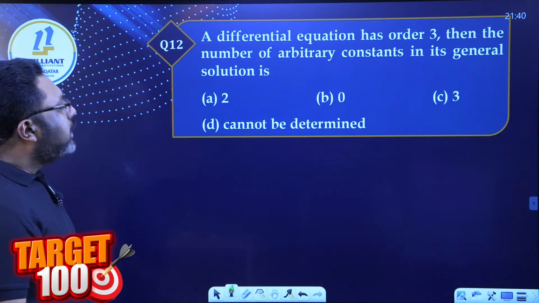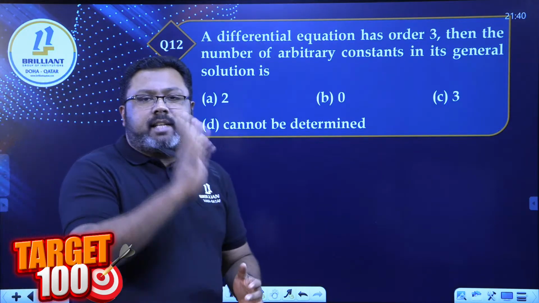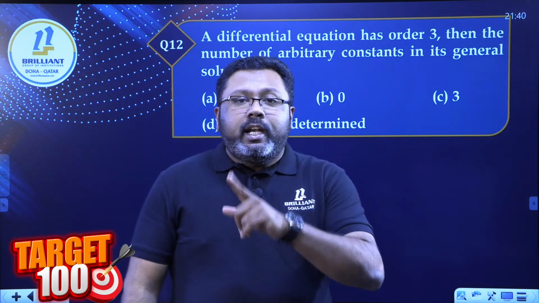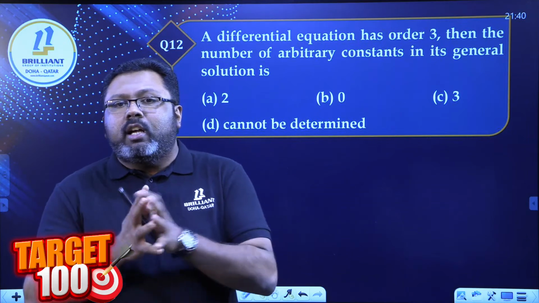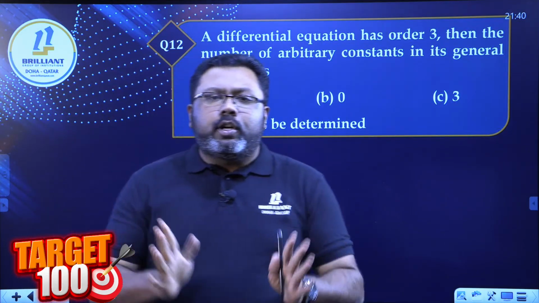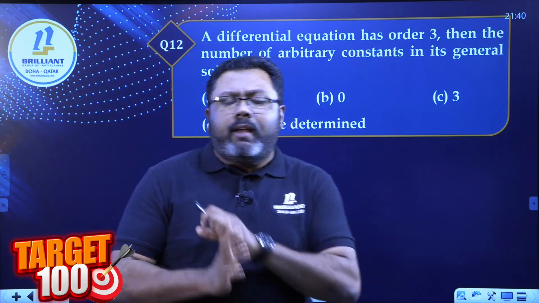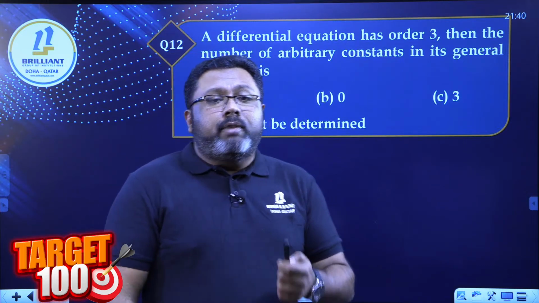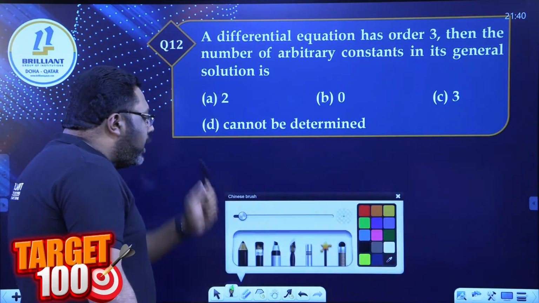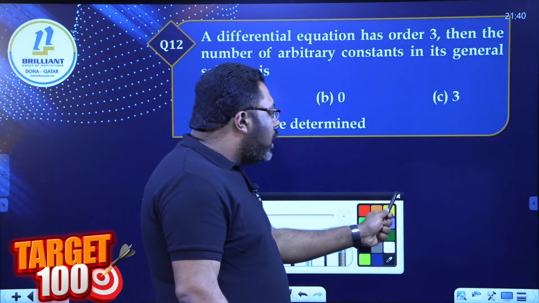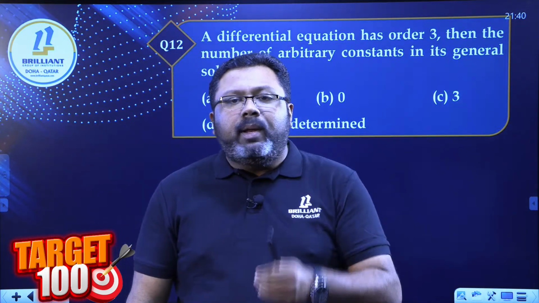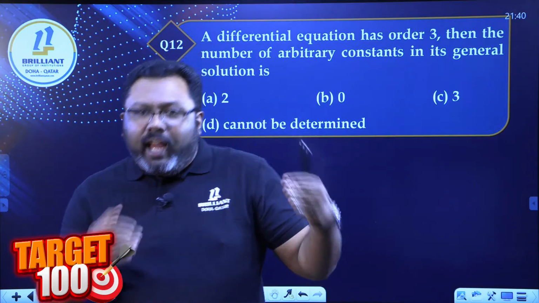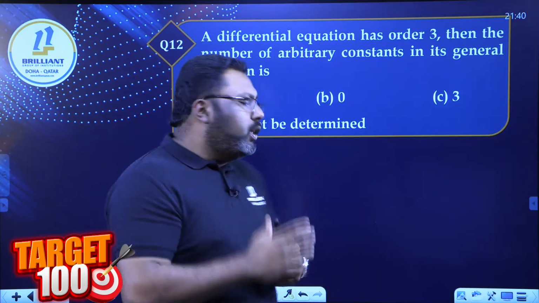Question number 12. Yes. This is the next type. Like I said, order and degree. In the beginning, we discussed a few questions about order and degree. Those are questions you always focus on, and you know how to find order and degree. Everything is fine. But there is one very important relationship between the order of a differential equation and the number of arbitrary constants you get at the end on solving the differential equation.